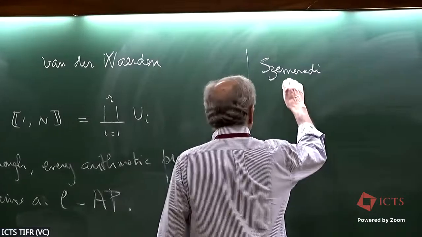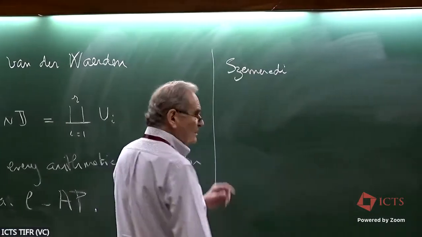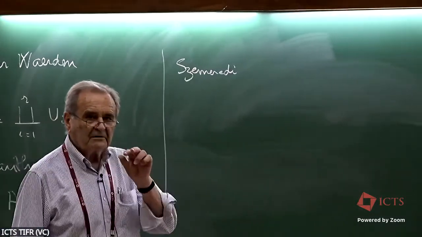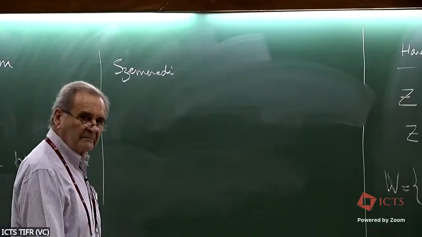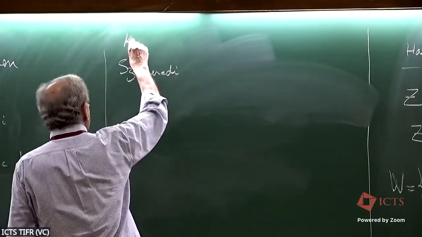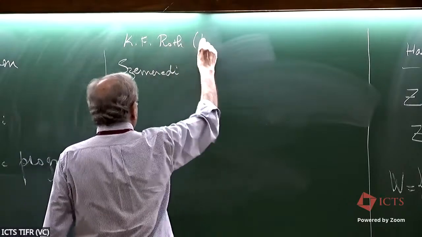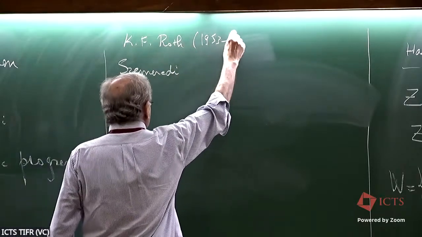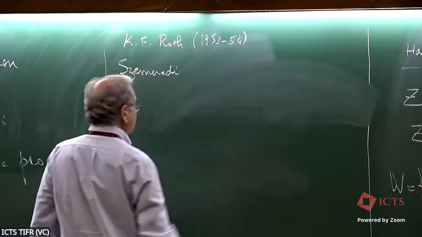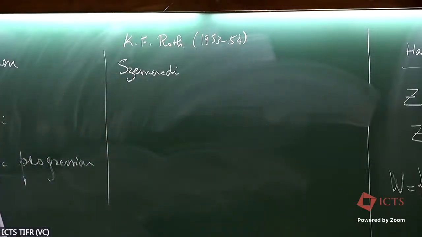So the first thing that was done was proving that there are arithmetic progressions of length 3. And this was done by K.F. Roth. I think it is about 43, 44. I think there are 2 papers finally where he got that.